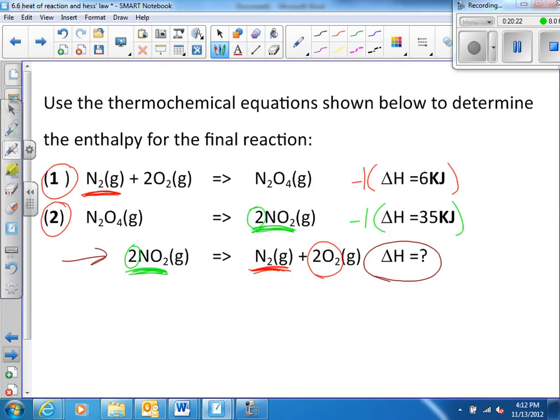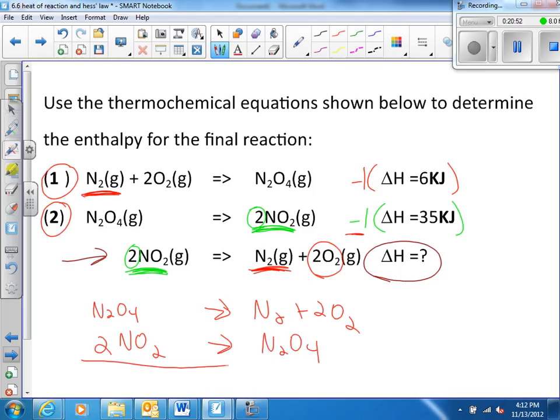So now we check. We're going to check to make sure that the reactions add up correctly. So I reverse the first reaction. So N2O4 makes N2 and N2O2. And I also had to reverse the second reaction. That -1 means reverse it. So I have 2 NO2s making, what do we make? An N2O4. And I have to add those reactions up.